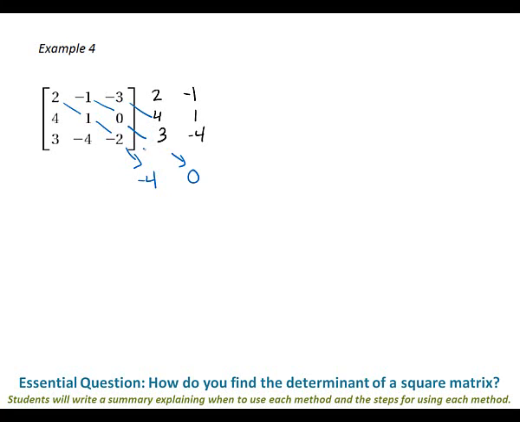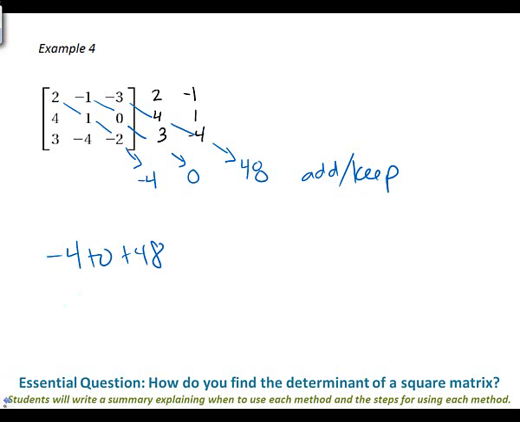Negative 3 times 4 is? Negative 12. Negative 12 times negative 4 is? 48. And on the bottom, we are going to either add or we are going to keep our sign. So when I write this out, I would say negative 4 plus 0 plus 48.